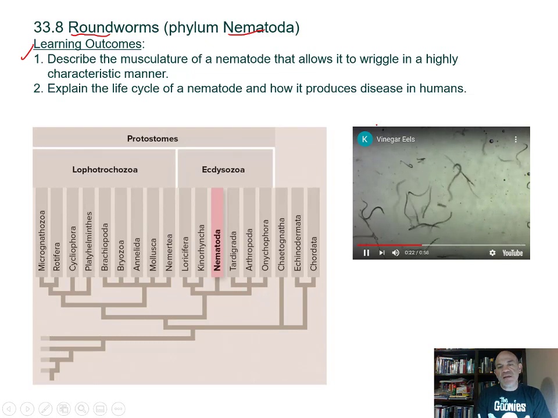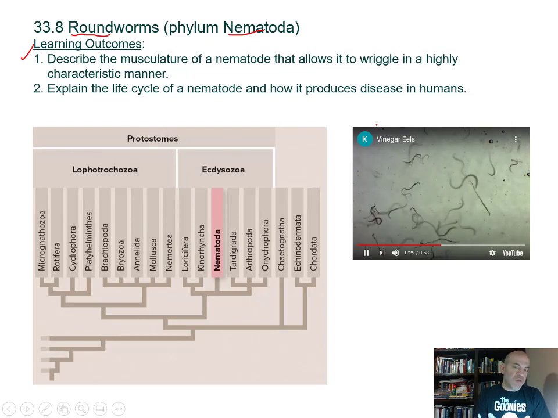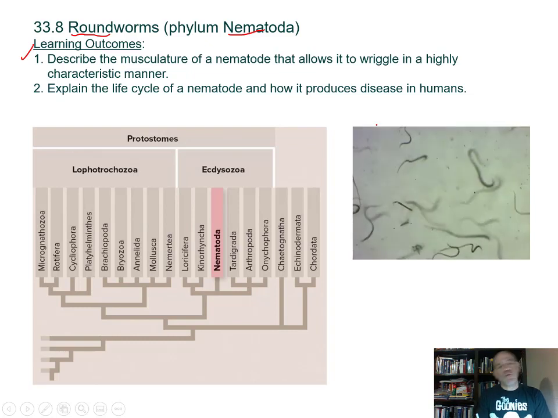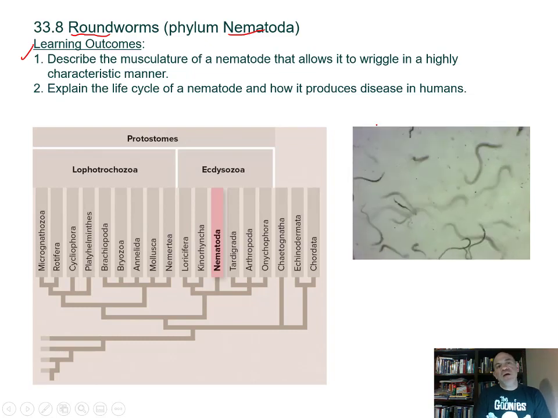These are tiny roundworms called vinegar eels. And they're only able to move back and forth because they don't have circular muscle like an earthworm does. They just have longitudinal muscles. All they're able to do is just wiggle side to side overall.